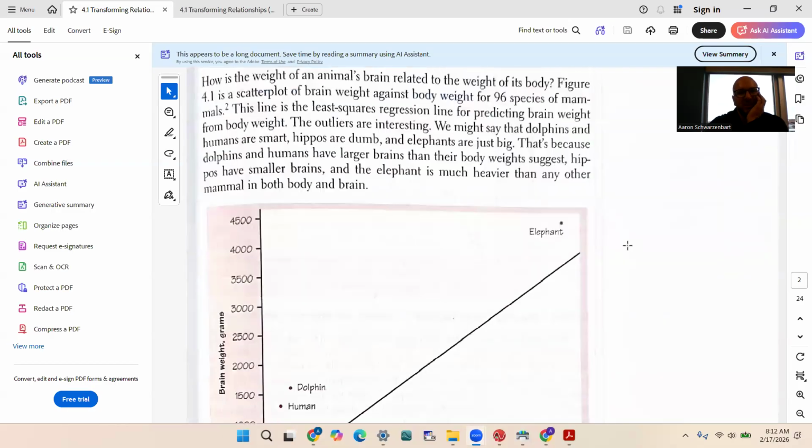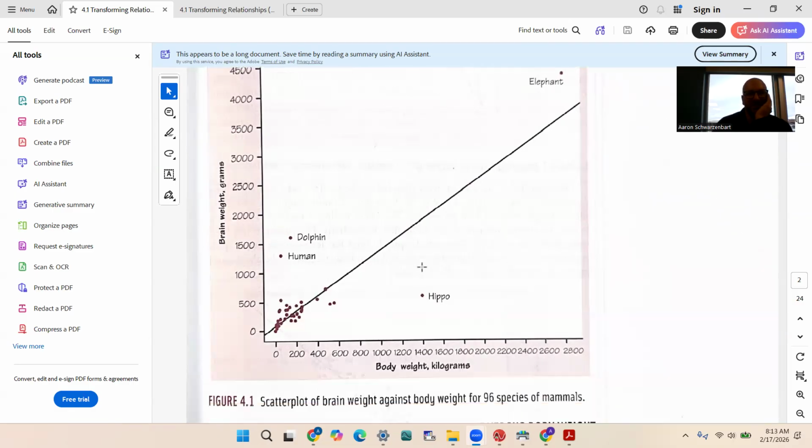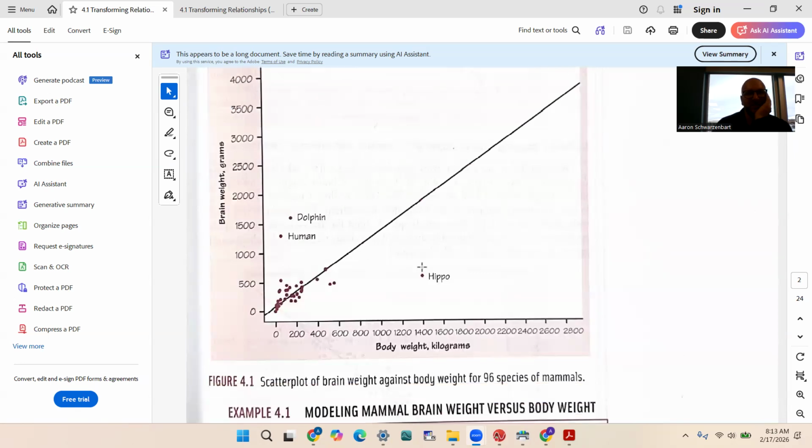So we've got this chart of body weight versus brain weight. And it looks kind of linear, huh? What is making it look so linear? The elephant. Yes. The human, the dolphin, the hippo, the elephant don't really fit at all. So what do we call that elephant?